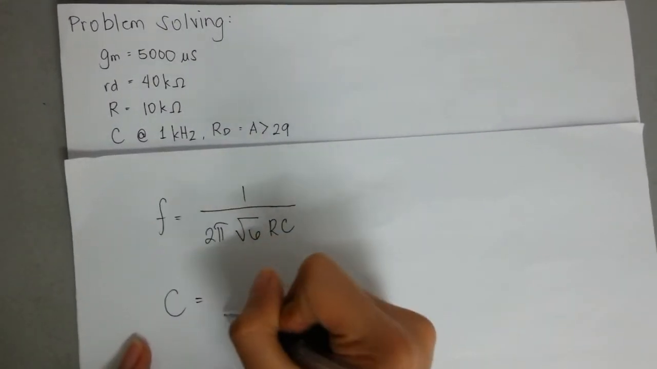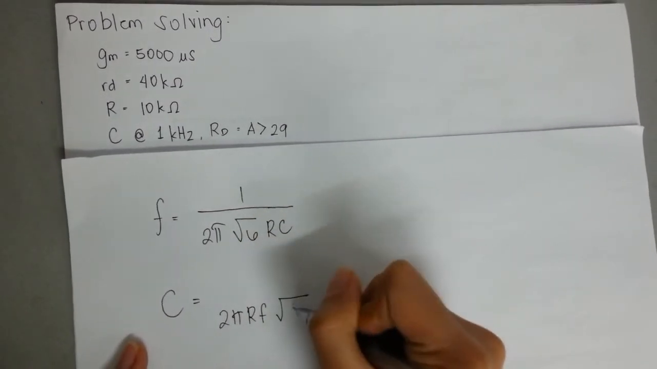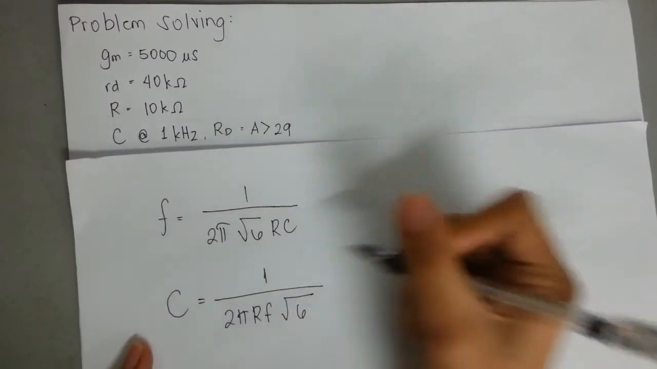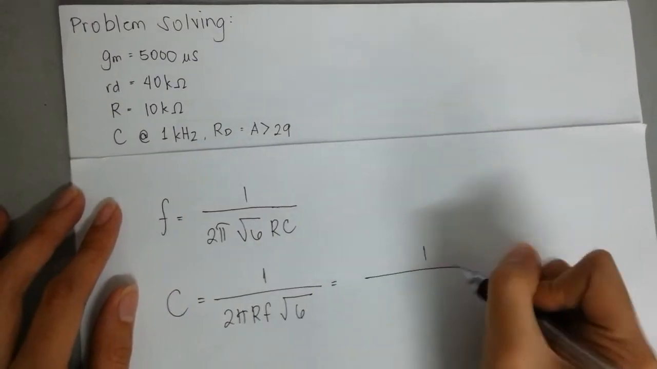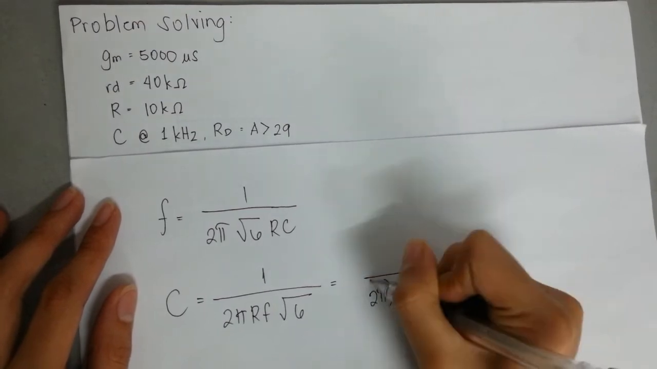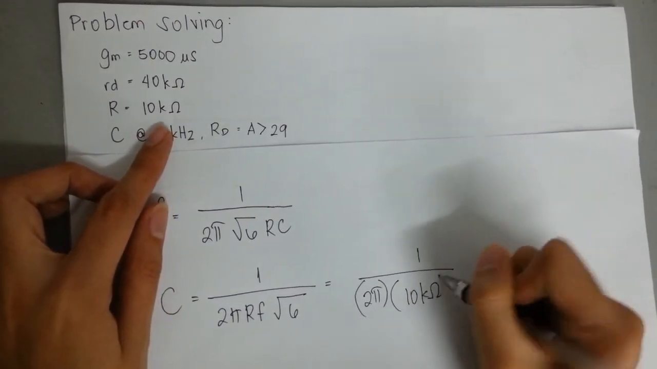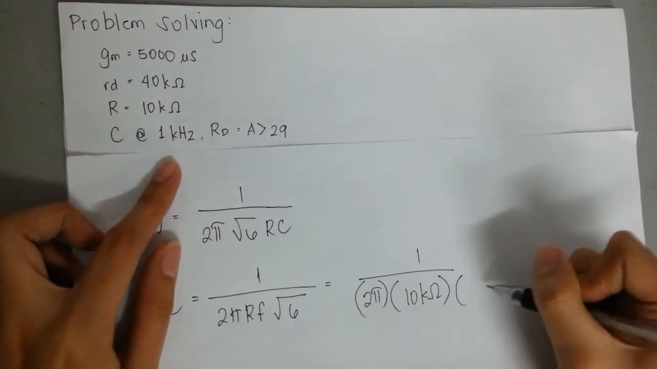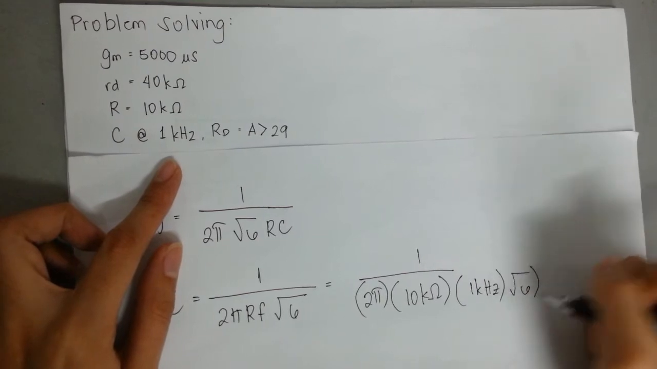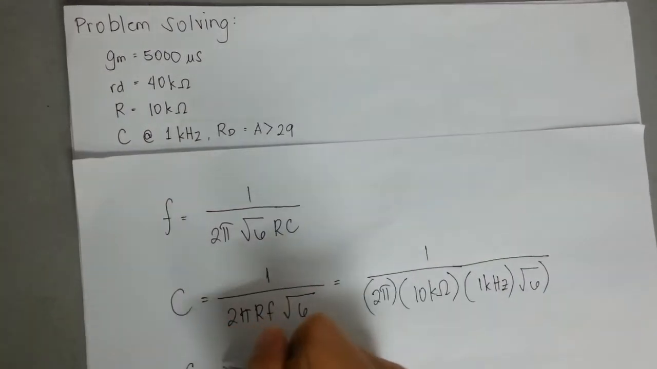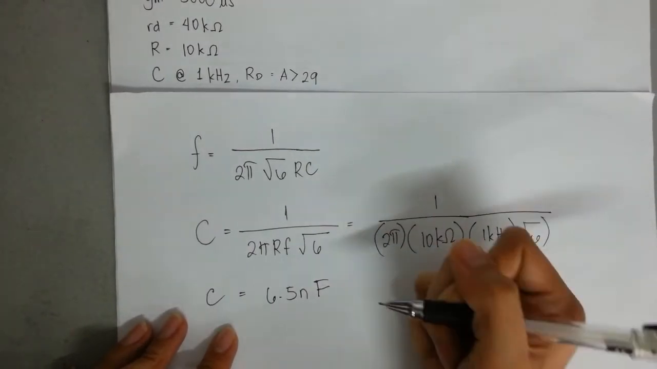C equals 1 over 2 pi R f square root of 6, where f is the frequency. So let's substitute the values: 1 over 2 pi, R is 10 kilohms, f is 1 kilohertz, square root of 6. We can get the value of 6.5 nanofarad.